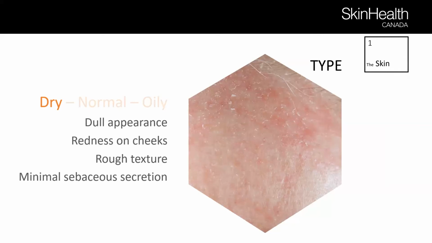So when the skin presents with a dull appearance, when you see signs of redness on the cheeks, you're seeing rough texture to the skin, and you're really seeing minimal sebaceous secretion, so very obviously not any kind of oil or lubricant on the skin, you're going to see and diagnose a dry skin type. So when we talk about dehydrated skin, there's obviously a tight correlation between type of skin and skin condition. In this case, we're really dealing mostly with people presenting with a dry skin type. And when we're looking at writing a treatment plan, we're obviously wanting to understand that.